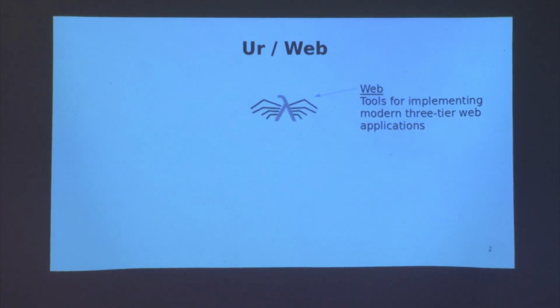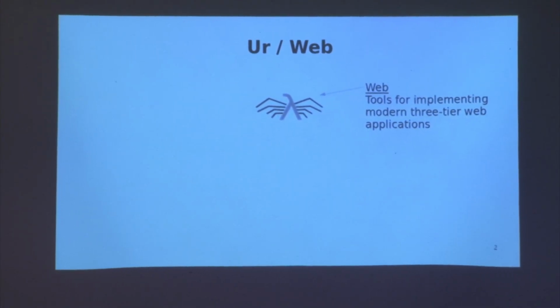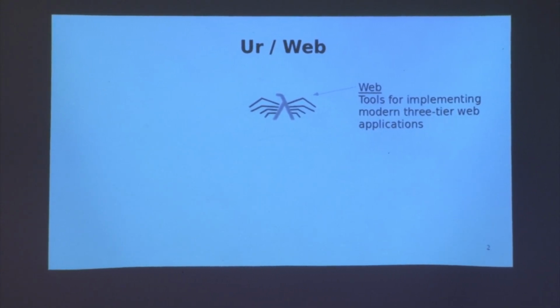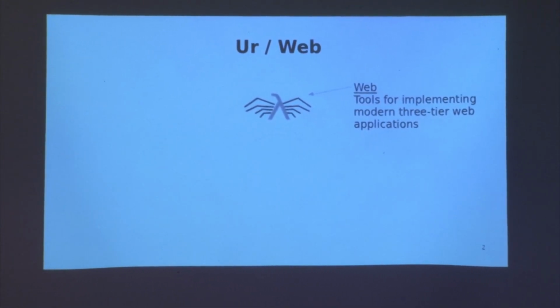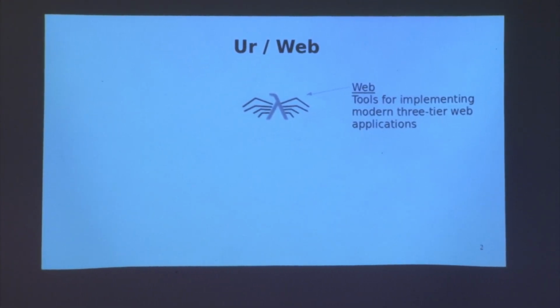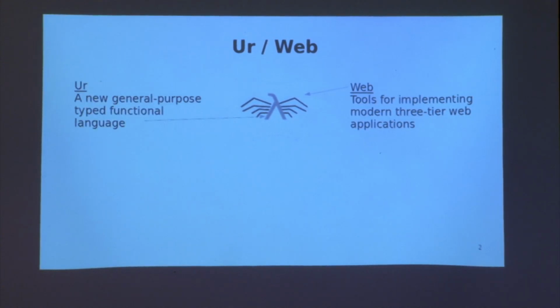So what is OrWeb? It's always good to start out by explaining what the name of something means. So OrWeb, first, it's a programming language for building web applications. That's what the web part of the name means. And it's a full stack system. It does everything you need to do to build web applications. And it is a new general purpose functional programming language that is used to implement these web specific features.